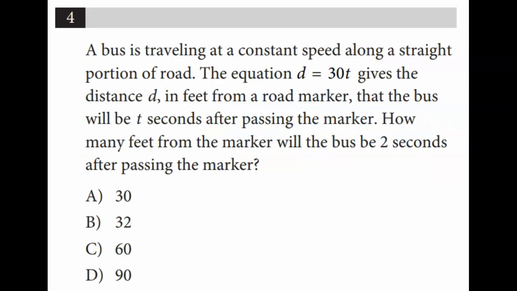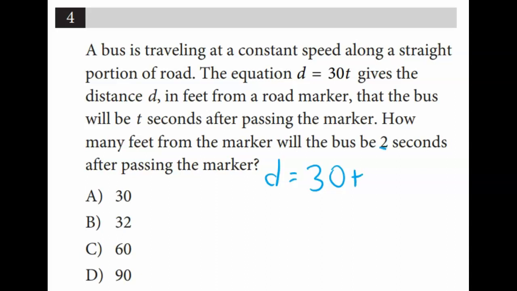All right, number 4. A bus is traveling at a constant speed along a straight portion of the road. The equation d equals 30t gives the distance d in feet from the road marker, that the bus will be in t seconds after passing the marker. How many feet from the marker will the bus be 2 seconds after passing the marker? So what is this telling us? This is the d is distance, and that equals 30, and then t equals the seconds after passing the marker.